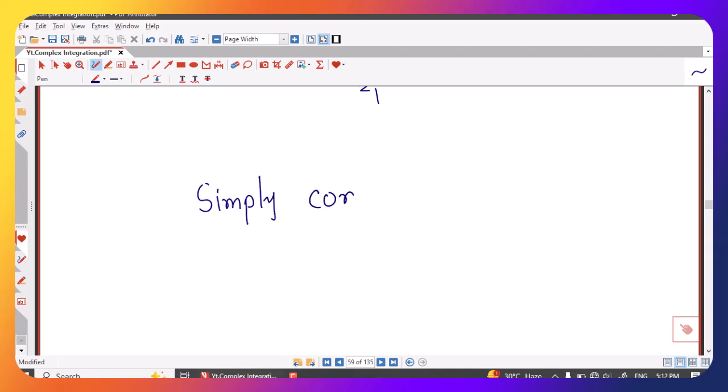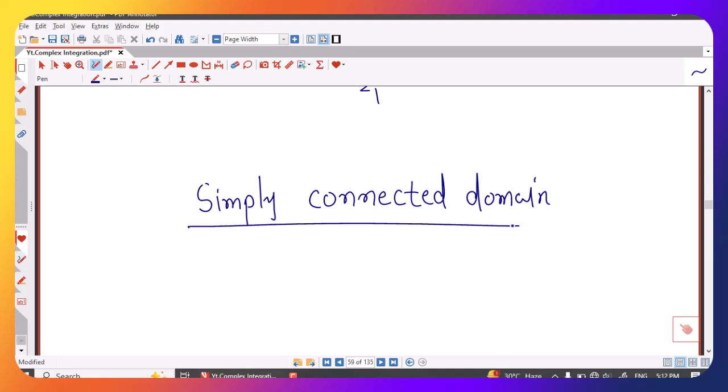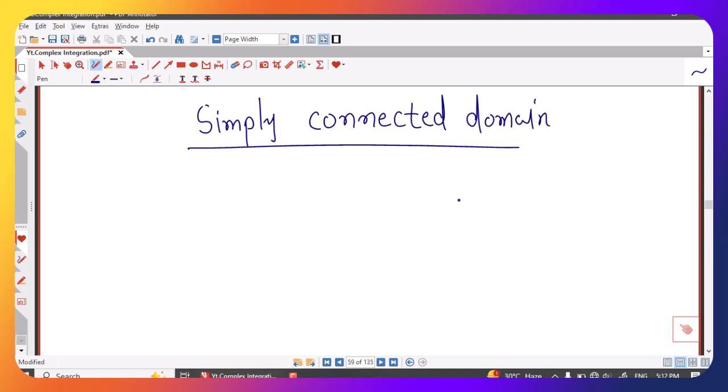We will just understand what is meaning of simply connected domain, because we require this definition in understanding of path independence of line integrals. So simply connected domain is domain in the complex plane or some region in the complex plane in which if we take any simple closed contour, then that closed contour contains only points of that domain.